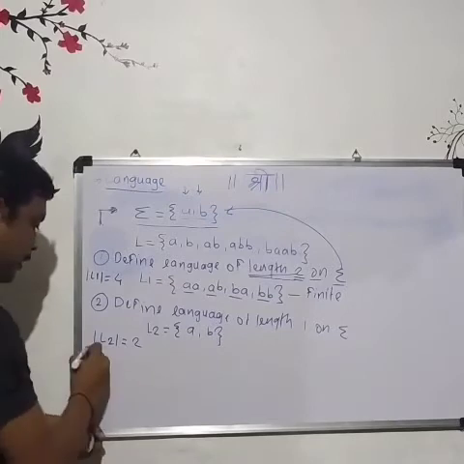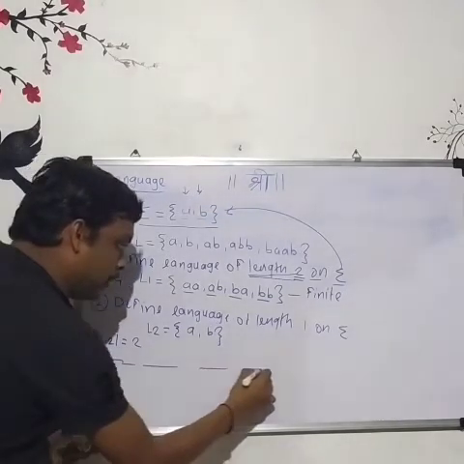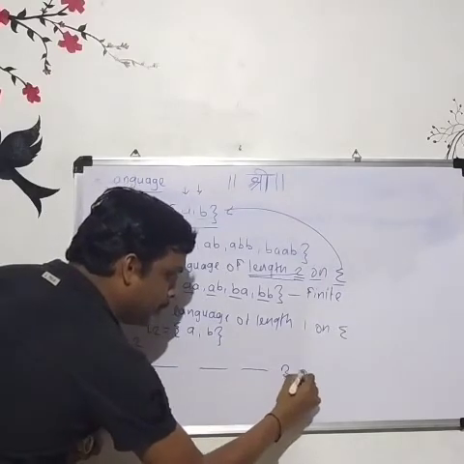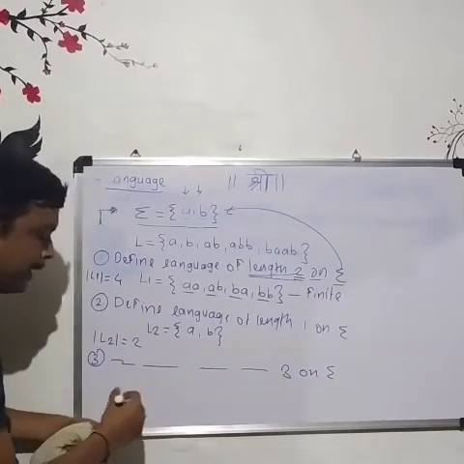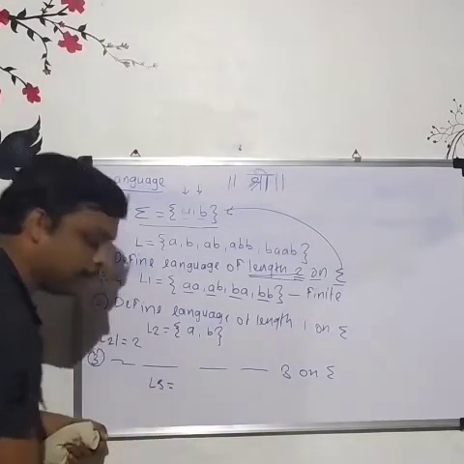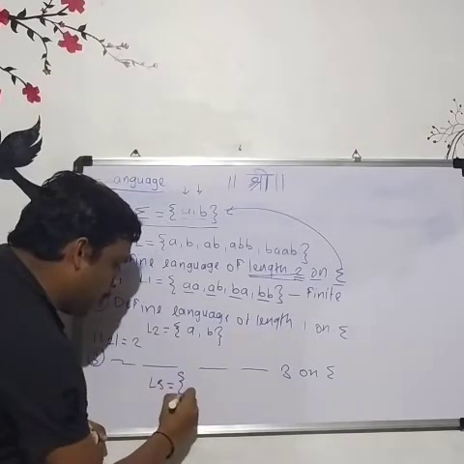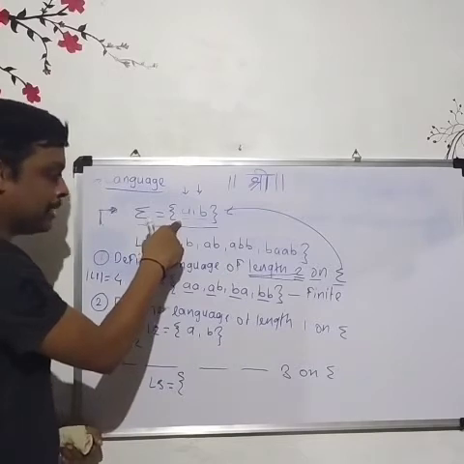Okay. Similarly, if you get a question like define language of length, say suppose 3 on sigma. Then how to write that particular language? Suppose that language is denoted by L3. So how many strings are possible of length 3 on this particular sigma?